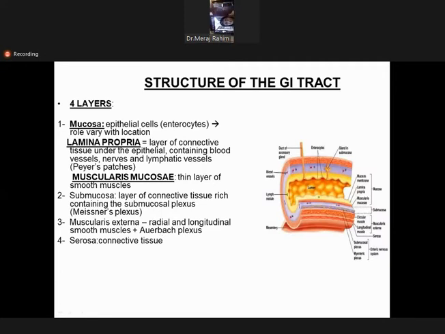This controls the motility. So if you look at the structure of the GIT, we can see that there are 4 layers. One is the mucosa, the second is the submucosa, the third is the muscularis externa, which contains the circular and the longitudinal muscles, and the last one is the serosa. Okay, so this is the overview of the layers of the GIT.